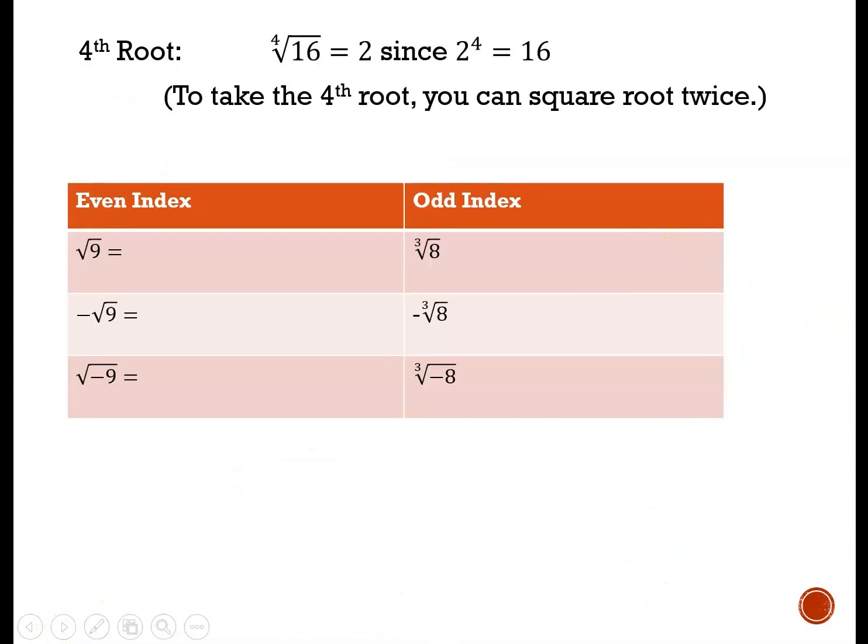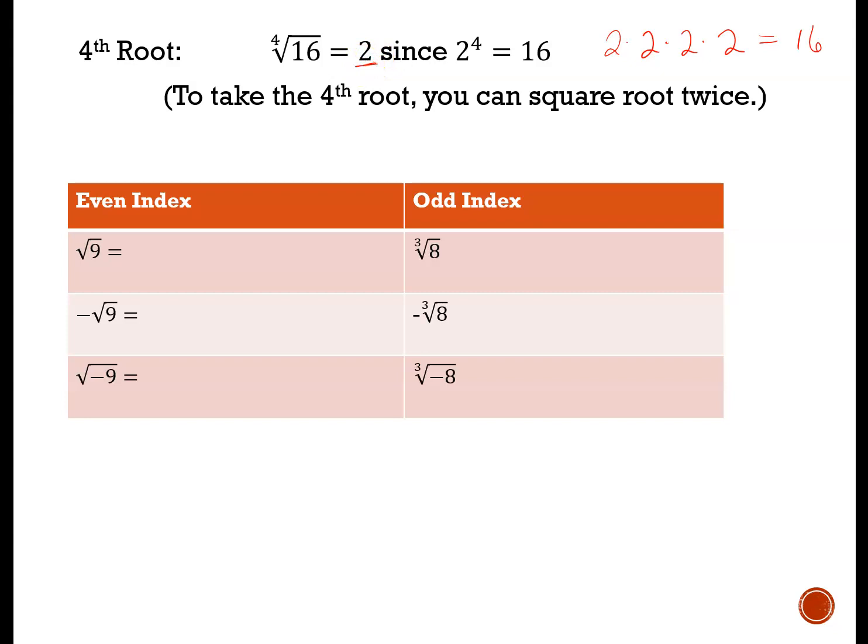Now, what if we wanted a 4th root? The index would be 4, and the answer would be whatever number to the 4th power equals that radicand. So in this case, 4th root of 16 is 2, because 2 to the 4th, if we multiplied 2 times 2 times 2 times 2, would equal 16. It would take 4 of those 2's to equal 16, and so just 2 would be your answer.